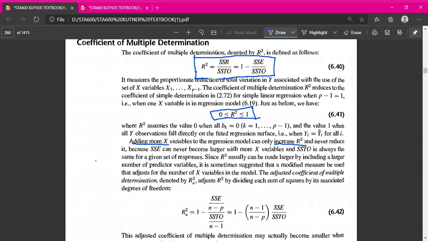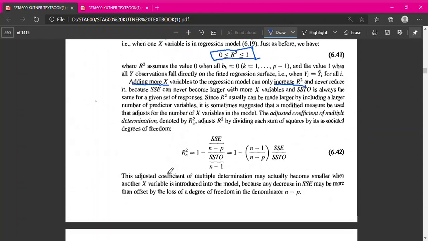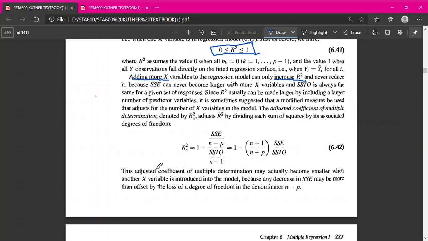Okay, R square will be increased. Sebab SSE kat sini akan rendah. Semakin rendah ataupun sama. So, bila dia rendah ataupun sama, so 1 minus the value kat sini, it will be increase the R square lah. Okay. Since R square usually can be made larger by including a larger number of predictor X. Okay, so R square akan increase when we include the other X dalam kita punya data set.